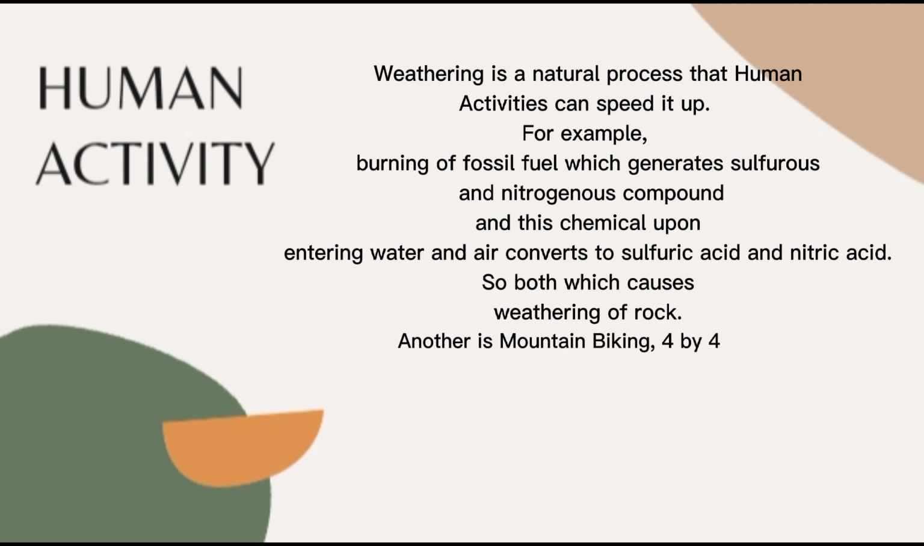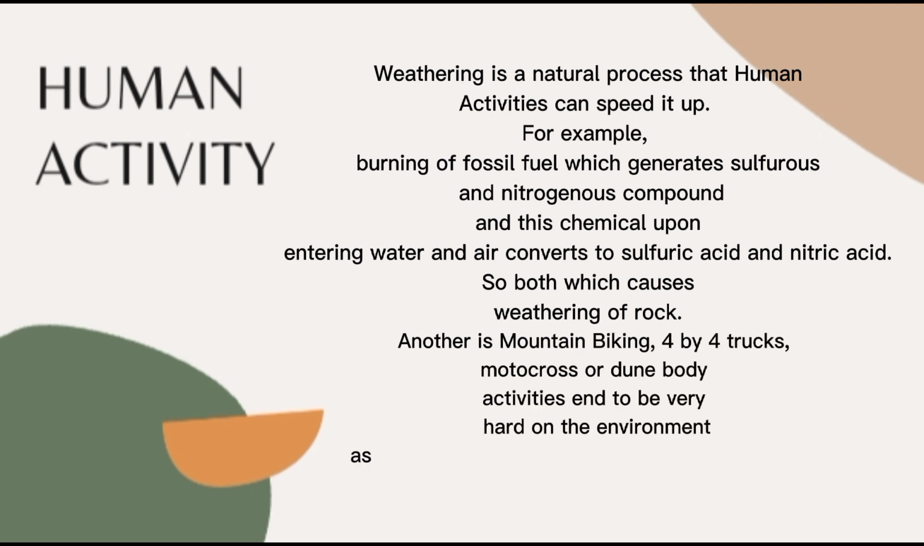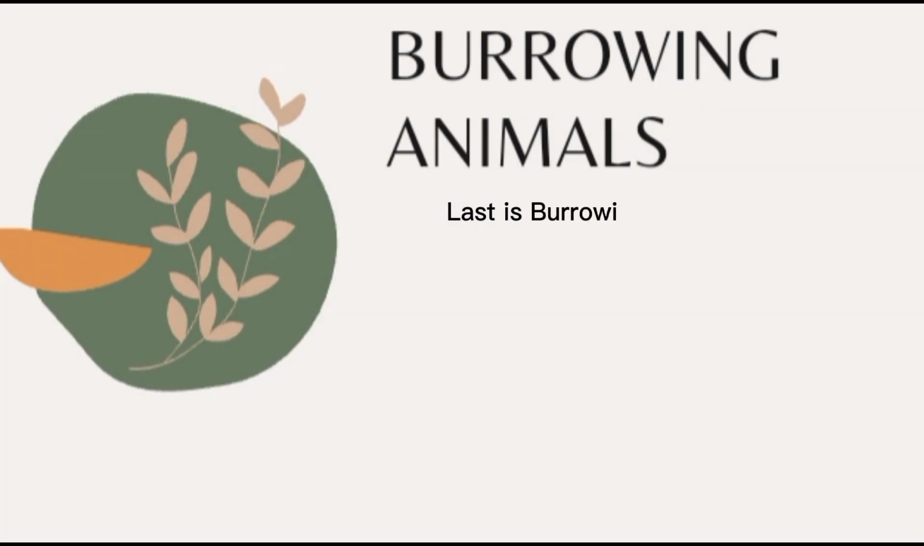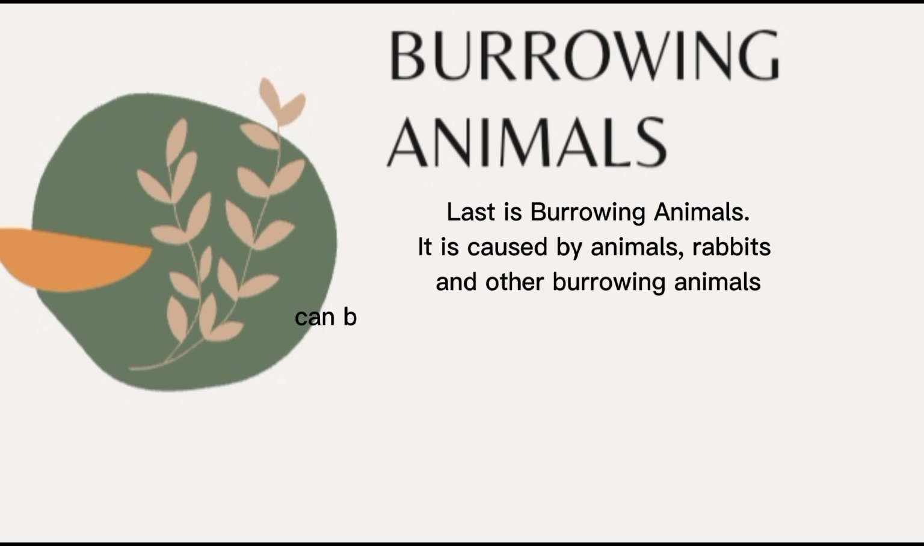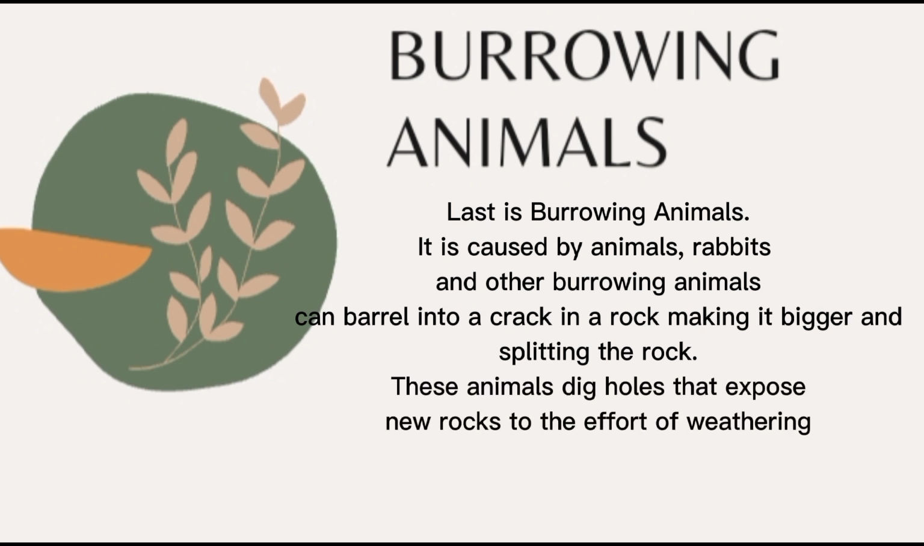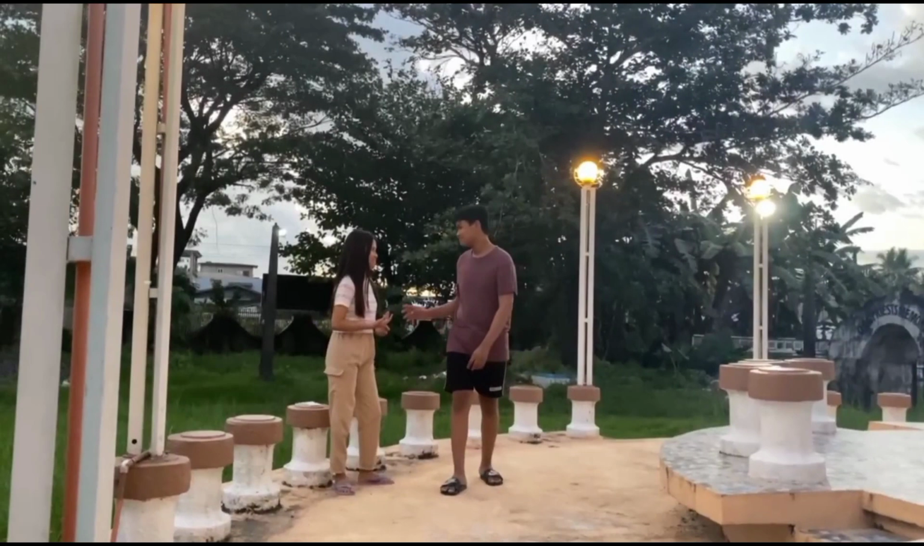Another is mountain biking, 4x4 trucks, motocross, or dune buggy activities. These tend to be very hard on the environment as they rip up the surface vegetation and expose the rock to faster rates of weathering. Last is burrowing animals. Rabbits and other burrowing animals can burrow into a crack in a rock, making it bigger and splitting the rock. These animals dig holes that expose new rock to the effects of weathering.